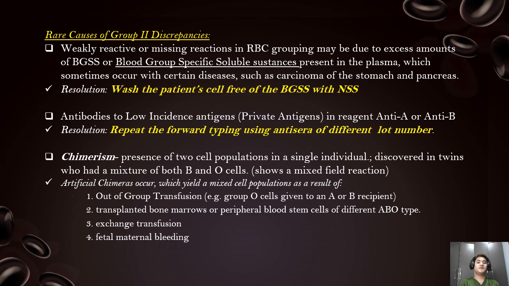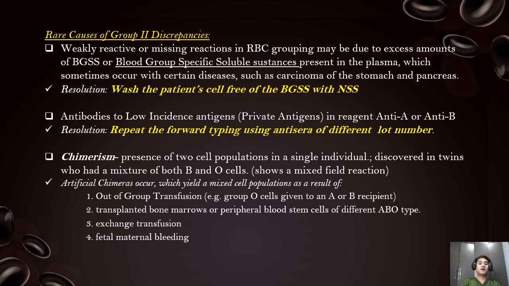So moving on, bone marrow transplants or stem cells, these procedures will exhibit weak agglutination patterns post-operation and will eventually produce different RBC populations during the recovery. It means, therefore, the term artificial chimerism.